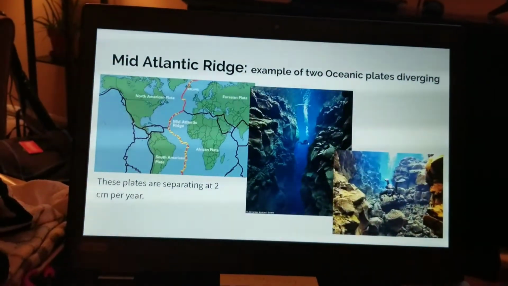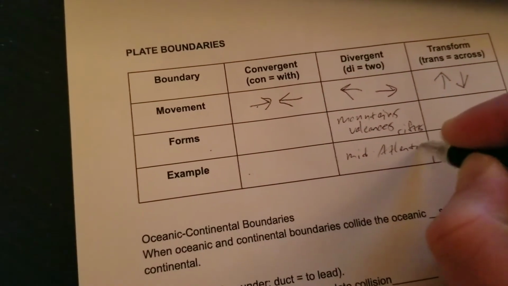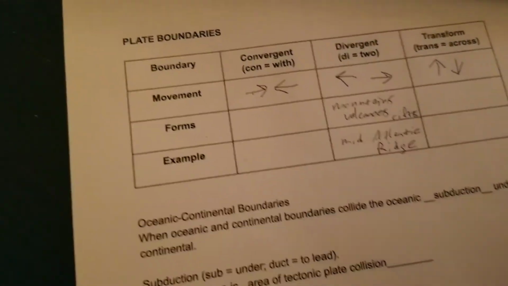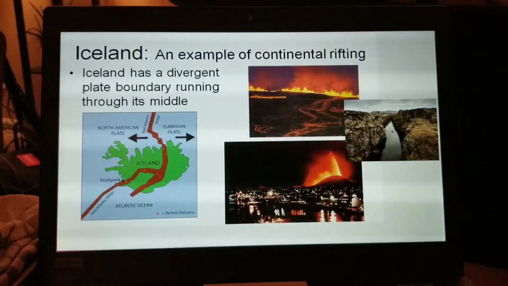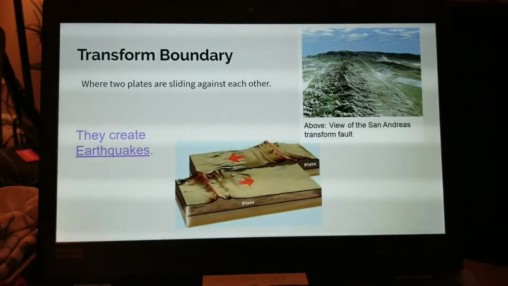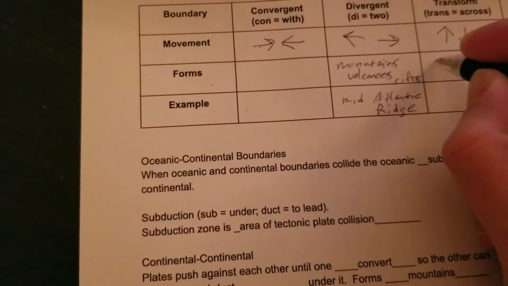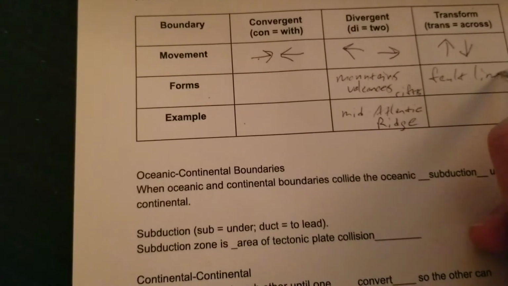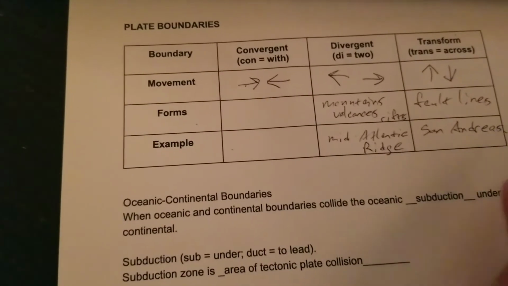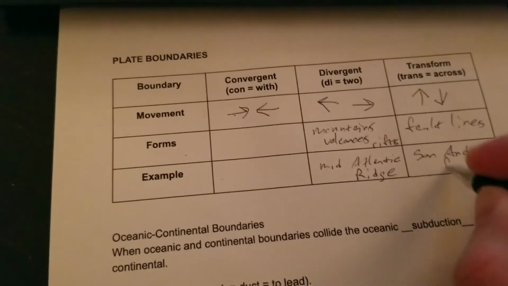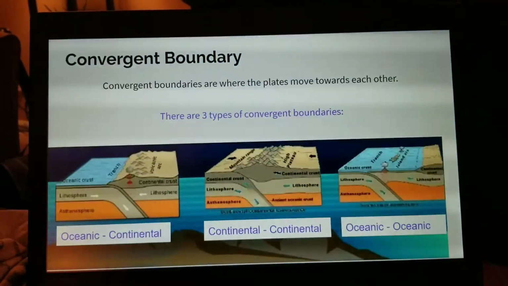Mid-Atlantic Ridge. Okay. Iceland, another example. This one's got volcanic activity. Transform boundary, they create earthquakes. Forms, fault lines. Example, San Andreas Fault. Right, and that's the example given right here. San Andreas Fault, transform boundary.